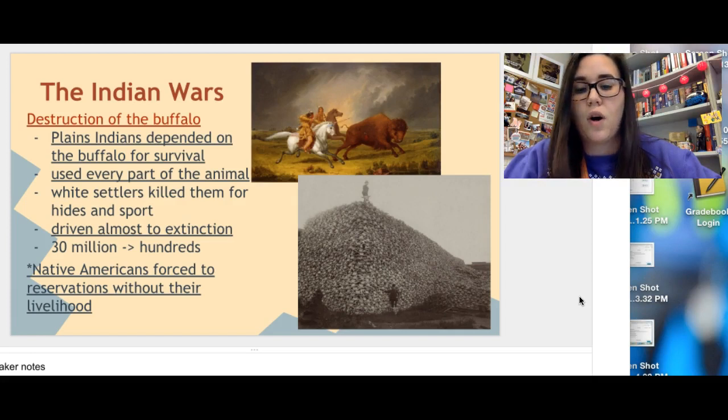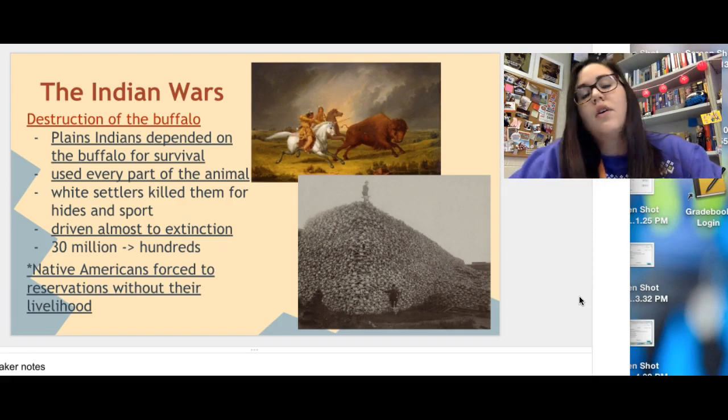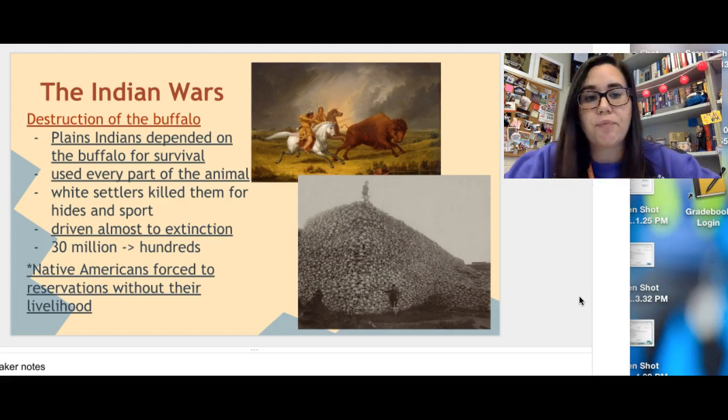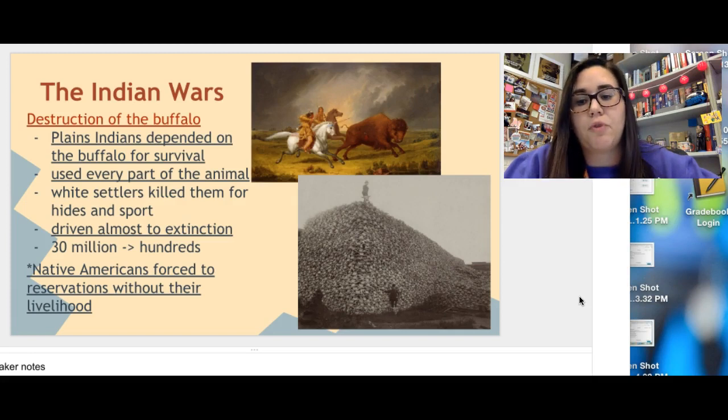At the end of the Civil War, we estimate there were about 30 million buffalo roaming wild. And that number slowly dwindled into the hundreds by the end of the century. Whenever Native Americans lost their means of survival, which was the buffalo, they were forced onto reservations in order to survive. We see here a stack of buffalo skulls that these people are obviously very proud to have gathered.